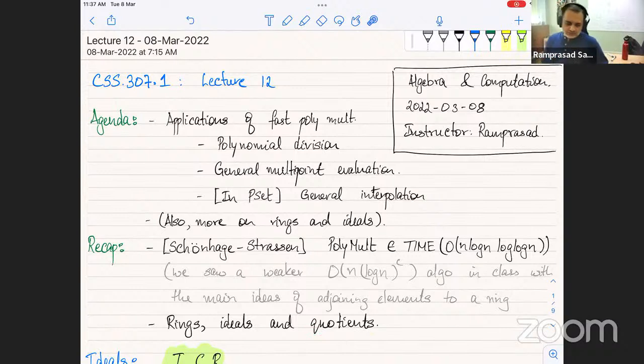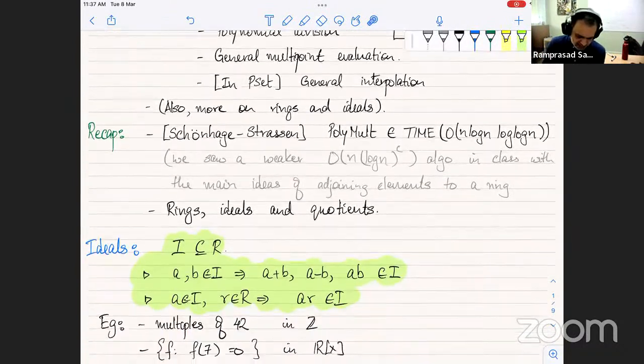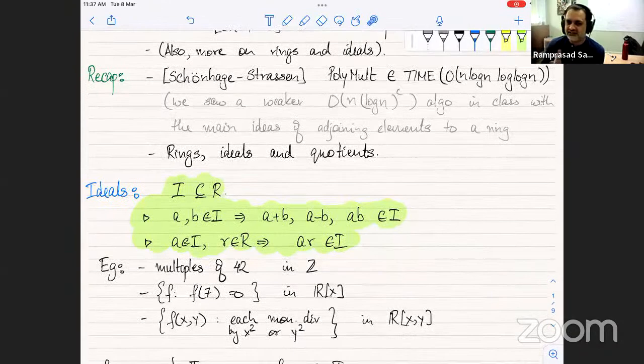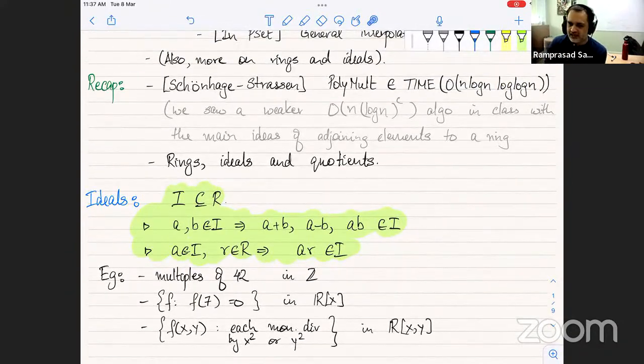So to begin today's lecture, I'm going to go over ideals and so on, and get a little more familiar with these ideals and quotients. And hopefully today's application will make you a bit more comfortable with them.